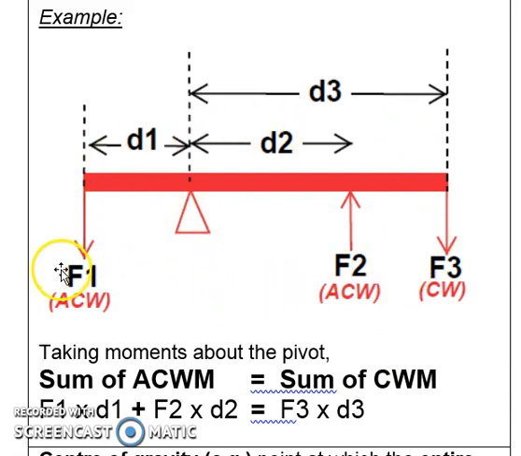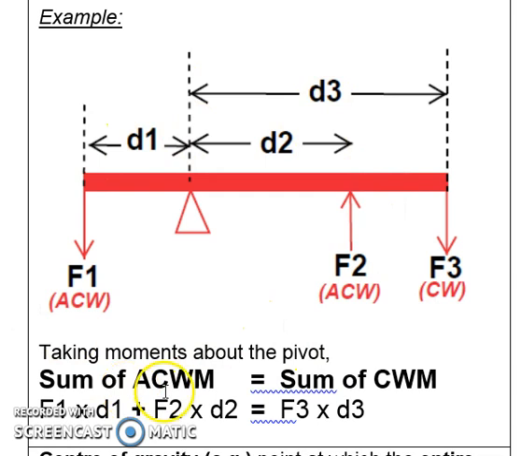If you've got a couple of forces here, F1 at a distance D1 from the pivot, F2 at a distance D2 from the pivot, and F3 at a distance D3 from the pivot, how you apply the principle of moments is that you first determine for each of these forces what direction of moment it gives you. In this case, F1 downwards gives anti-clockwise, F2 also anti-clockwise, and F3 clockwise.